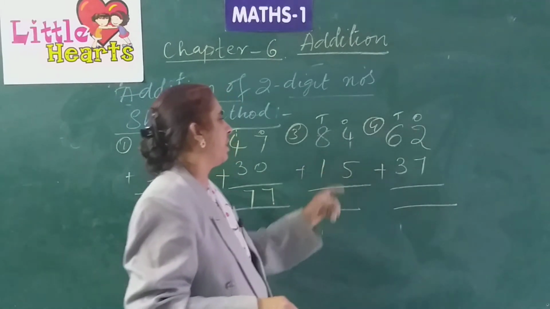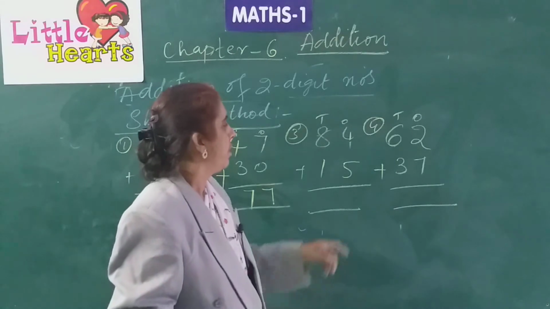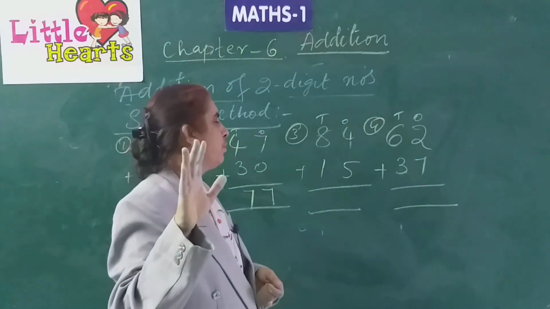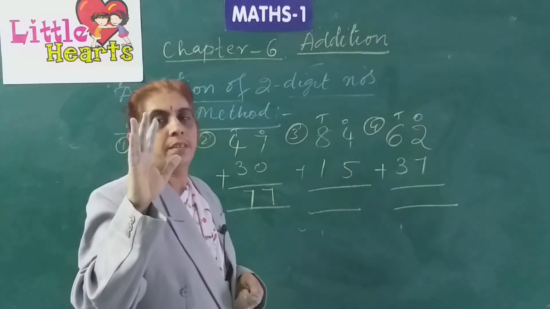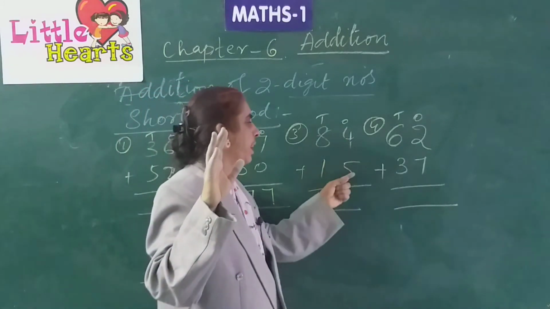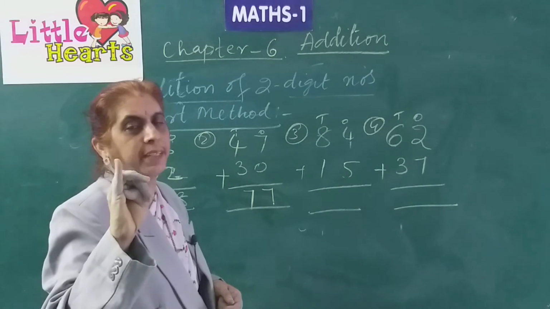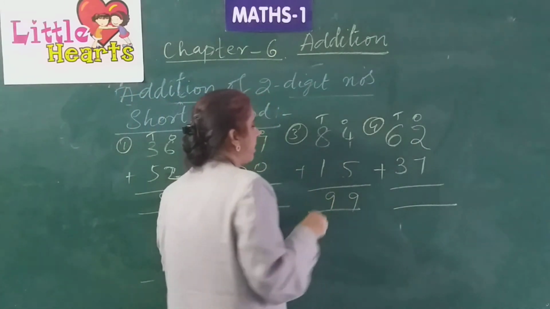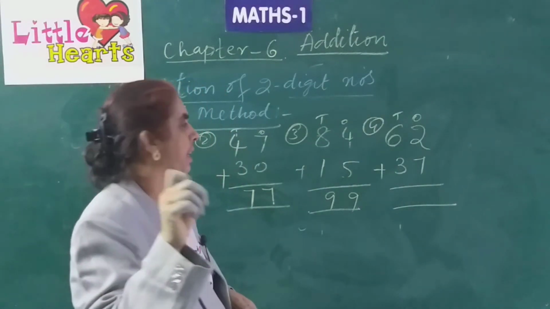84 plus 15. 4 plus 5. Take 5 fingers, count after 4: 5, 6, 7, 8, 9. 8 plus 1, 9. 1 finger after 8, 9.